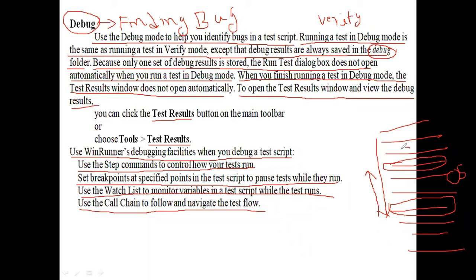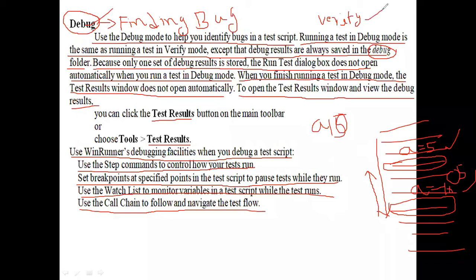Then use the watch list to monitor variables. For example, here there is a variable a, and I want to know the value of a. I assign a equals 5 here, and a equals 10 here. If I add a to the watch window, at this instruction the value of a is 5, and at this instruction the value of a has changed from 5 to 10. And use the call chain to follow and navigate the test flow, that means the execution flow. So this is about debug.